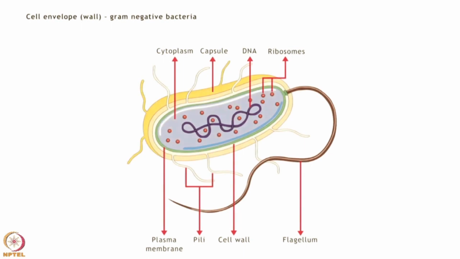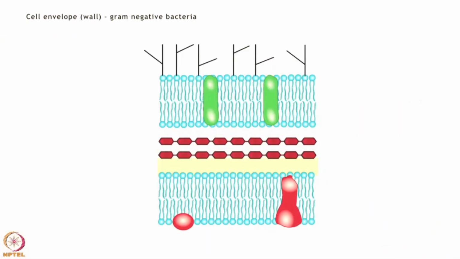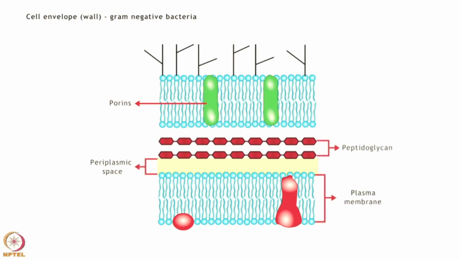Gram-negative bacteria have a more complex cell wall. They have a relatively thin peptidoglycan layer, around 2 to 7 nanometer, covered by a 7 to 8 nanometer thick outer membrane made up of lipopolysaccharides. Porin proteins are present in the outer membrane, which allow passage of small molecules across the membrane.